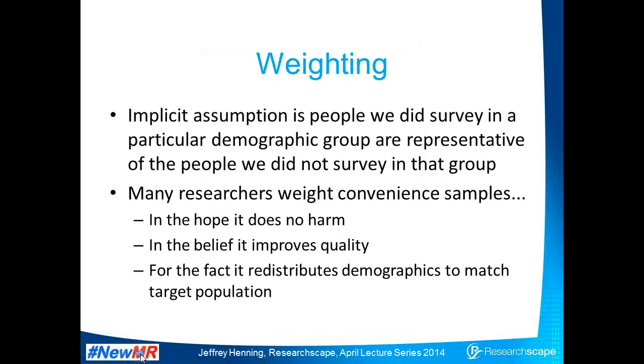The implicit assumption when we're doing weighting is that the people we surveyed in one of these groups are representative of the people that we did not survey in that group. And I think I've alluded to this with the cell sizes by age. And I just had one of these that I was looking at for a client where we actually had some respondents in their 80s.